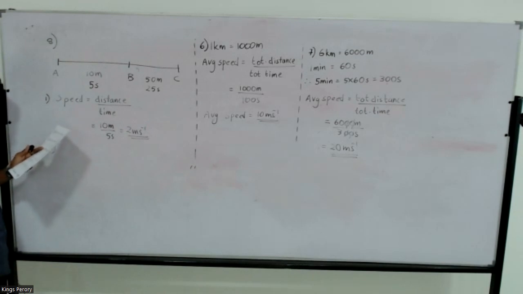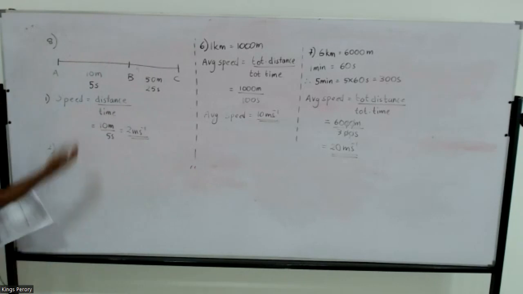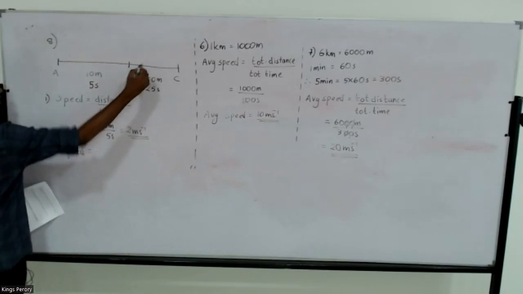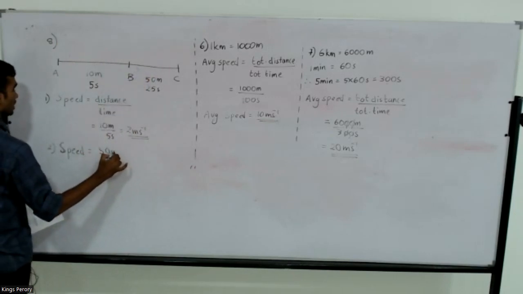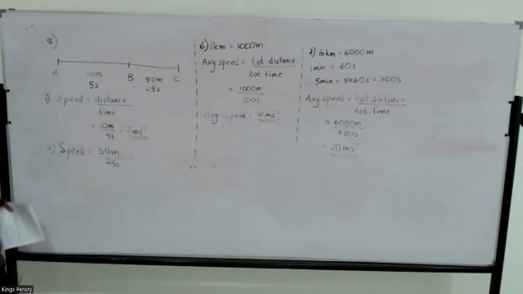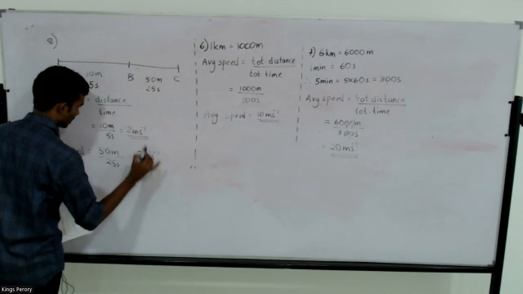Second question. What is the speed of the boat in the journey from B to C? Again, same equation, so I'm not going to write the equation. Speed equals, what's the distance here? 50 meters. What's the time taken? 25 seconds. What's the speed? 2 meters per second.